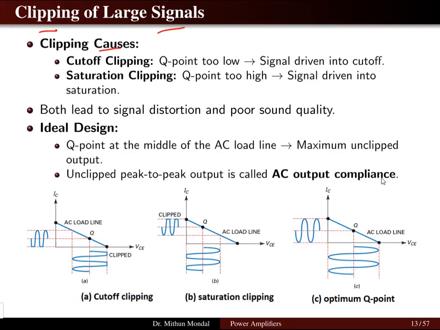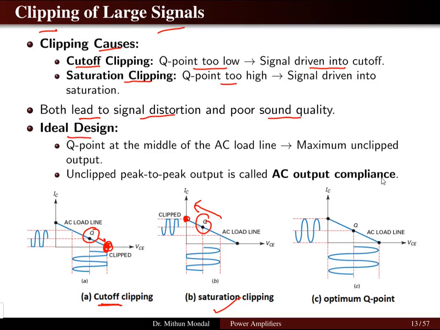And what are the causes of clipping? If we talk about the cutoff, then the Q point will be too low and the signal will be driven into the cutoff. Here we can see the cutoff clipping. Here you have the Q point, and this Q point is very low, and the signal is driven to the cutoff point. When we talk about saturation clipping, the Q point is too high, so the signal is driven into the saturation region. Both cutoff and saturation clipping will lead to signal distortion and poor sound quality.